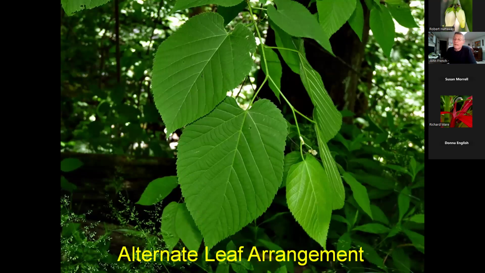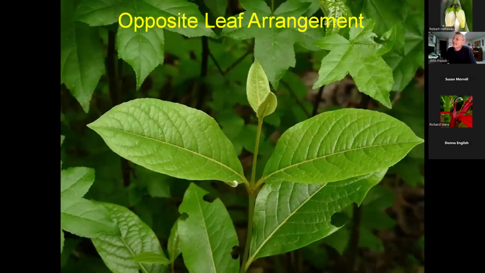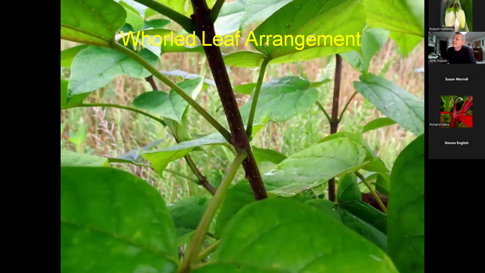All right. This is an example of an alternate leaf arrangement here. I put it in here so you can see it really well. Of course, this is a basswood, Tilia. This is a good example of opposite leaf arrangement. That's a viburnum right there. And this is a whorled leaf arrangement, although this tree can be whorled or opposite either one. This is a catalpa or Indian bean. There's an opposite one in the background on the right. So they're not all whorled, but it can be whorled, I guess.